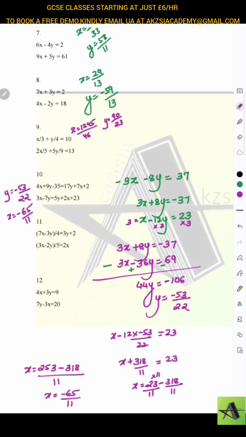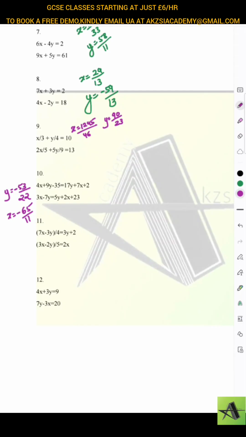Moving on to the question number 11. Now here, this is actually 7x minus 3y over 4 is equals to 3y plus 2. So multiply both the sides by 4. So that will give me 7x minus 3y is equals to 12y plus 8. And bring 12y onto left hand side will give me 7x minus 15y is equals to 8.